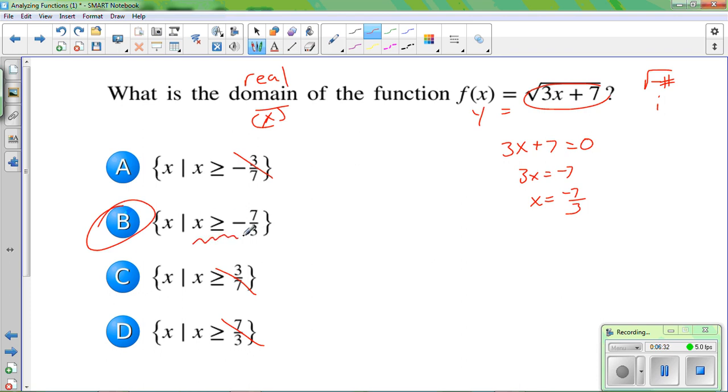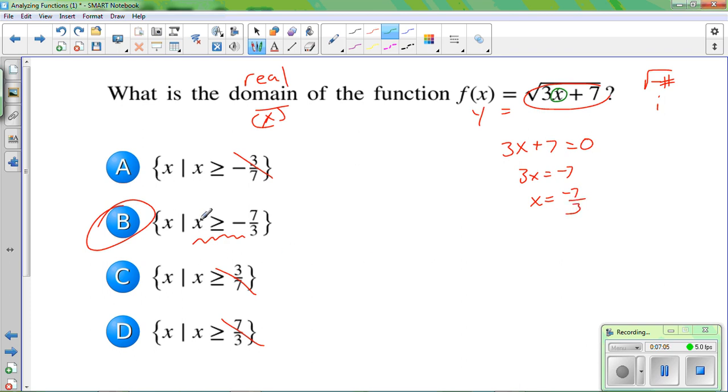But let's talk a little bit about why it is x is greater than or equal to negative 7 over 3. Because if we were to plug in negative 7 over 3 for x here, that would result in this being 0. That's okay. You can have the square root of 0. Square root of 0 is 0. And if we plug in anything larger than this, like 5, it's going to be 3 times 5, 15 plus 7. It's going to be irrational, but it's going to be real. It's going to be positive. That's okay also. So x can be negative 7 over 3 or larger.